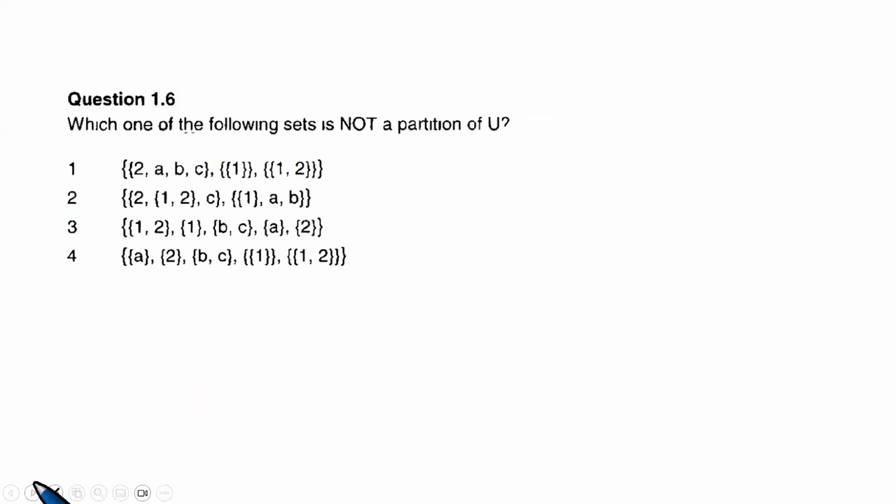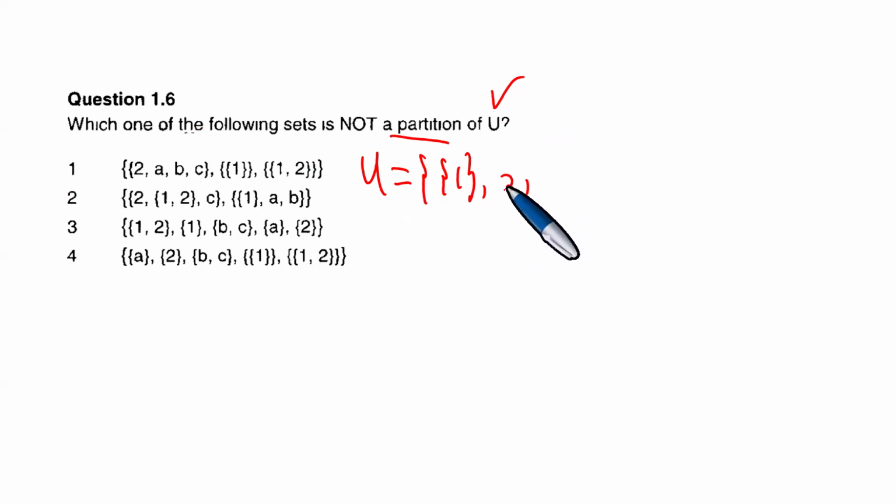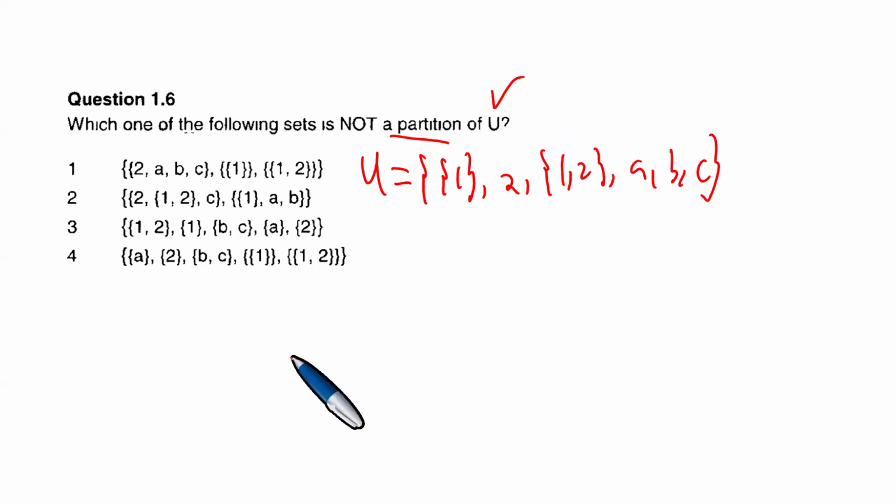Right, so we continue with 1.6. Which one of the following sets is not a partition of U? So we are looking at question 1.6. Now we need to remember that U is our universal set, but we're looking for a set that is not a partition of this. So we look at the fact that U contains 1, it contains 2, it contains 1 and 2, it contains A, B, and C, like so.